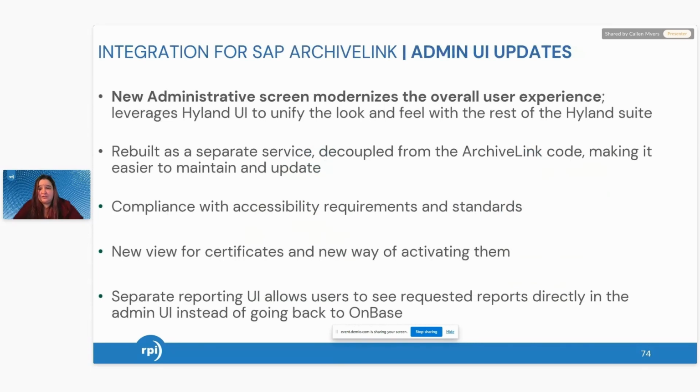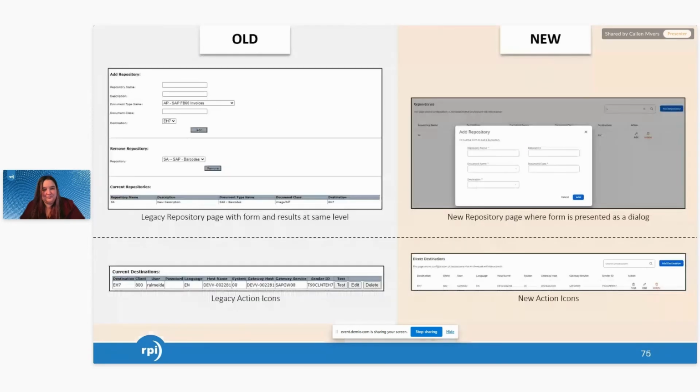There is a new administrative screen to modernize the overall user experience, which does leverage Hyland UI to unify the look and feel with the rest of the Hyland suites. Rebuilt as a separate service, decoupled from the archive link code, making it easier to maintain and update. Compliance with accessibility requirements and standards, new views for certifications, and a new way of activating them. You can see what the old UI looked like versus the new.